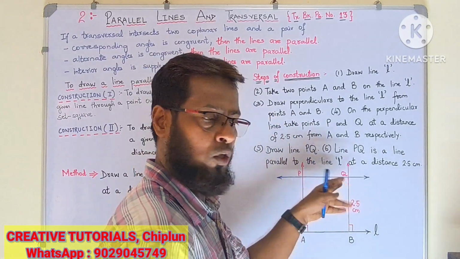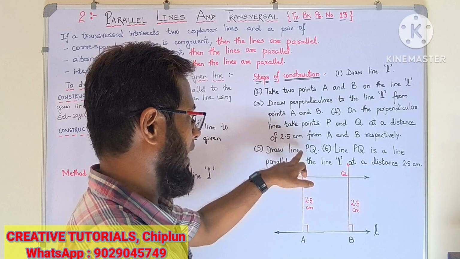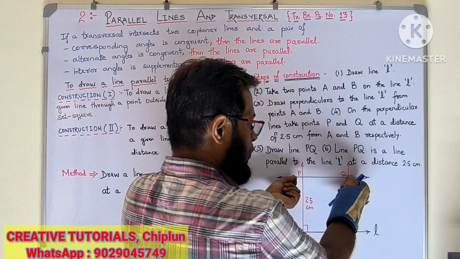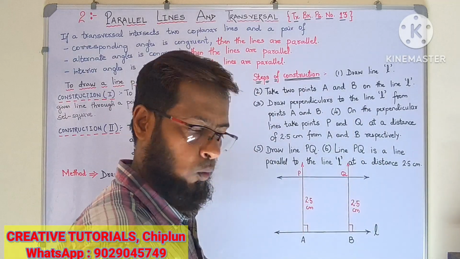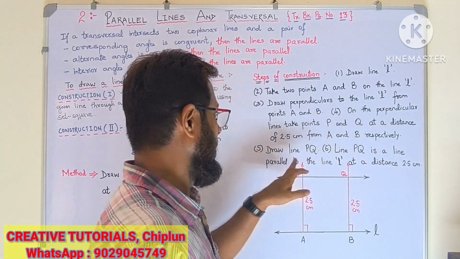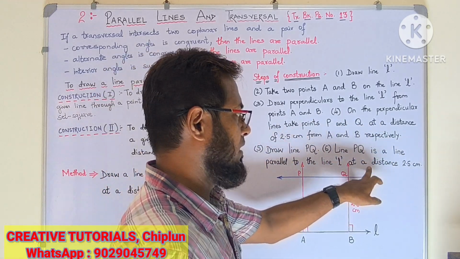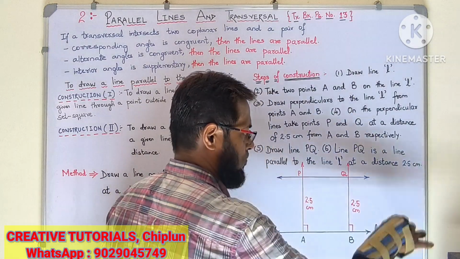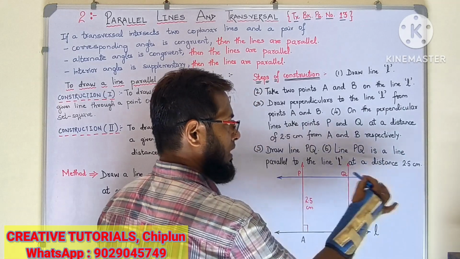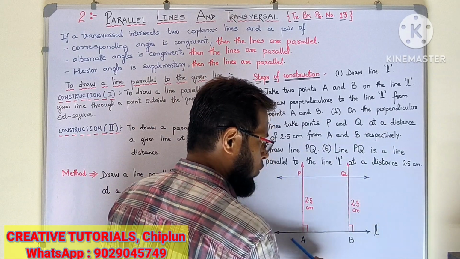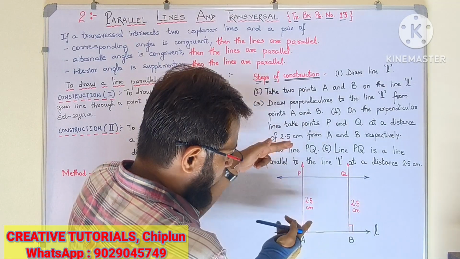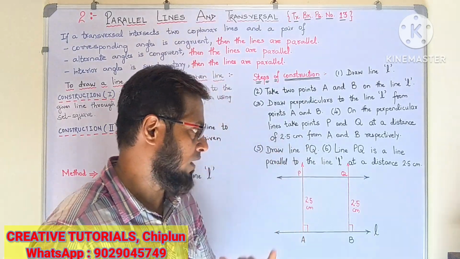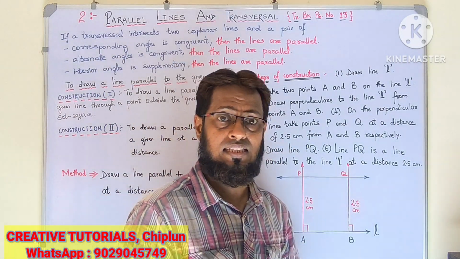Then join point P and Q and extend them. Now draw line PQ. So you will join these 2 points P and Q and you will extend it. The moment you extend it, it becomes a line. And line PQ is a line parallel to the line L at a distance 2.5 centimeters. So the line we have got now by doing all this construction is line PQ, which is nothing but the line parallel to this line L at a distance of 2.5 centimeters. So this is the construction part of this line, and this is the second construction.